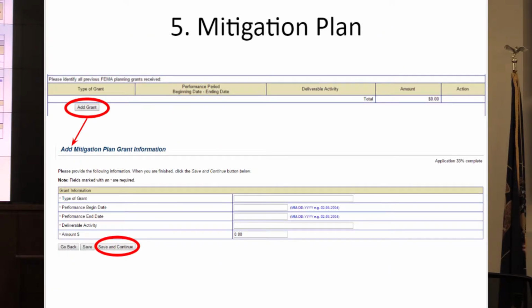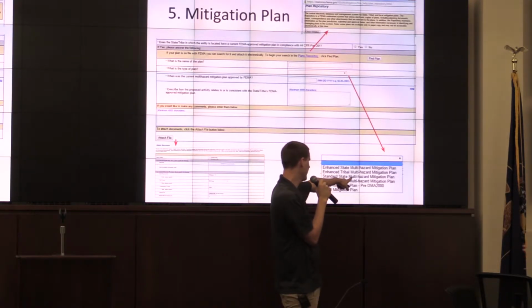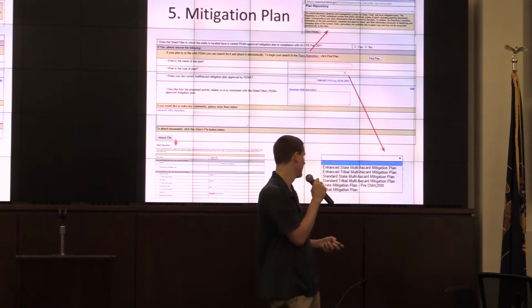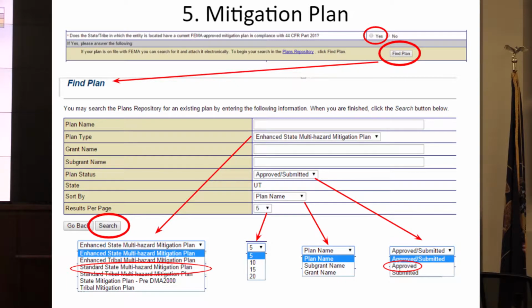So typically, so far, most of those people don't have problems. The only problems are they don't have the correct name of the plan and the correct approval date. Now, this one asks about the state plan. Does the state of Utah have a FEMA-approved plan? The answer is yes. It was approved on March 20th of 2014. The type of plan, everyone should pick the standard state multi-hazard mitigation plan. That is the only mitigation plan that the state of Utah has. We do not have an enhanced.